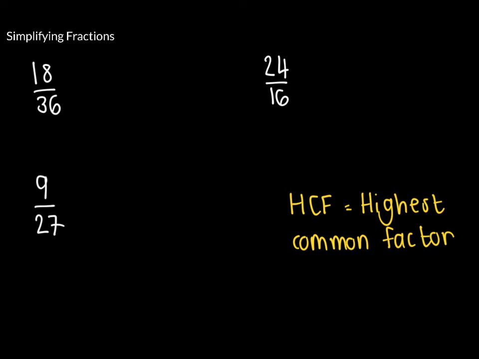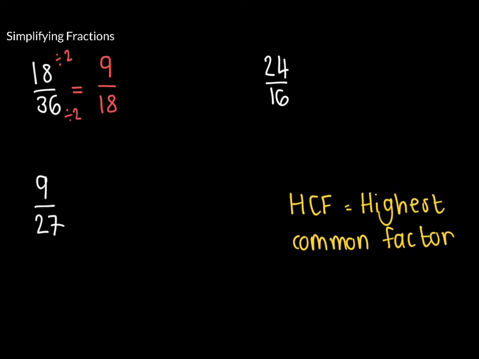Let's say, for instance, 2. We can see if 2 divides into both of them. So we can go 18 divided by 2 and 36 divided by 2. 18 divided by 2 gives us 9, and 36 divided by 2 gives us 18.